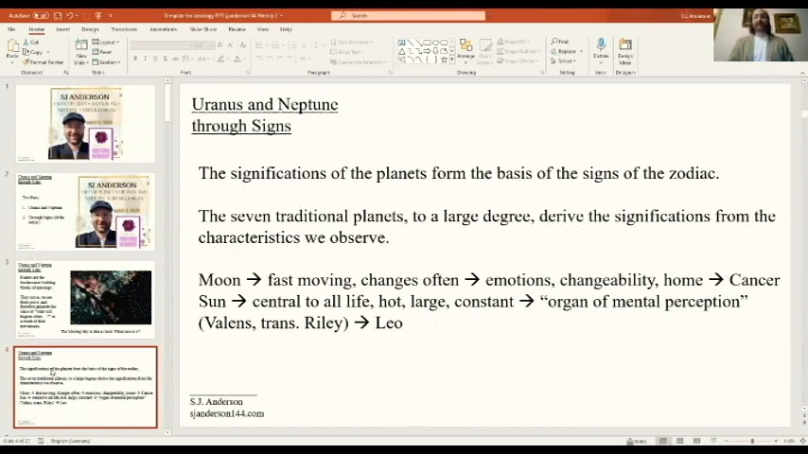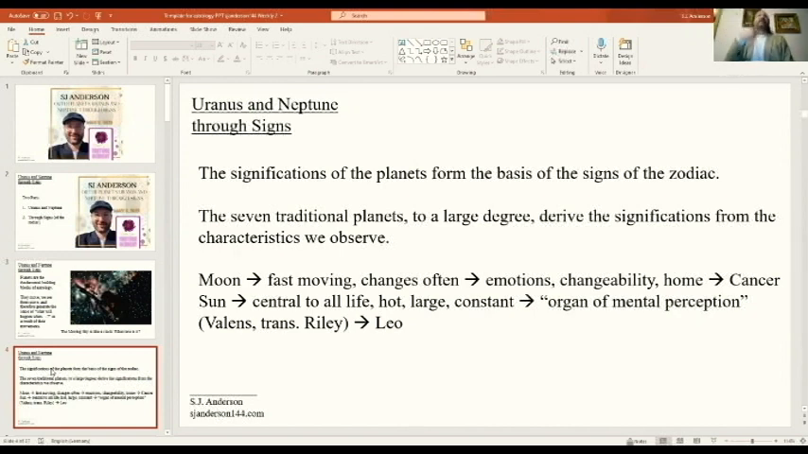So I've got a couple of examples here. The moon. When we look at the moon and we observe the moon, just from observing it, we can draw conclusions about what it means. The moon moves very fast. It gets big, then small. The left half, then the right half is visible. Sometimes it blocks out the sun, but it's changing quite fast.